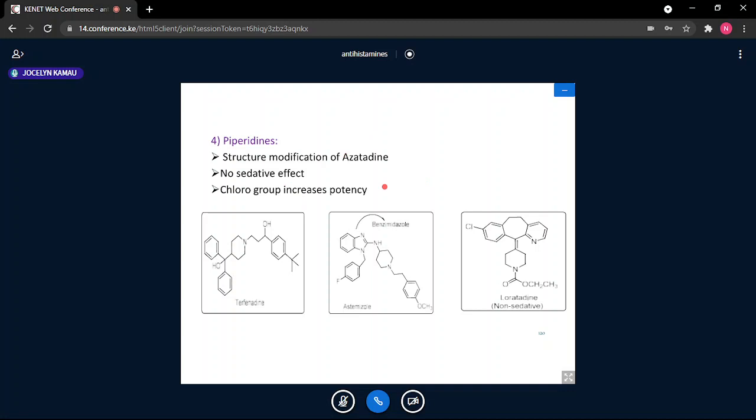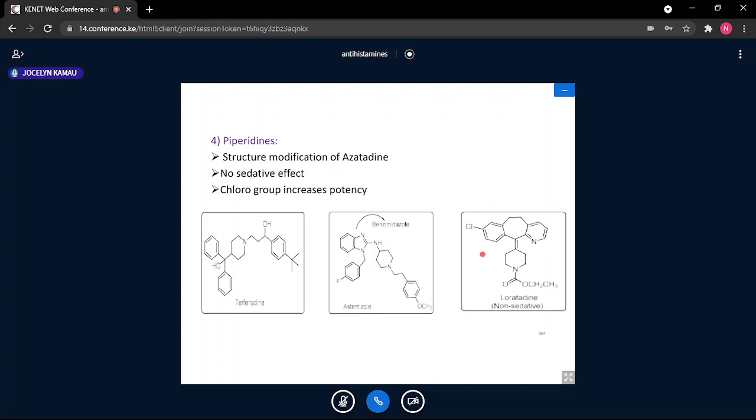Then the next one is the piperidines. Again, we have mentioned the piperidines: azatadine, cyproheptadine, and even ketotifen. So we have mentioned the piperidine again, a structural modification of azatadine. Azatadine, we said, is an improved first generation H1 antagonist, and it can be further improved by structural modification.